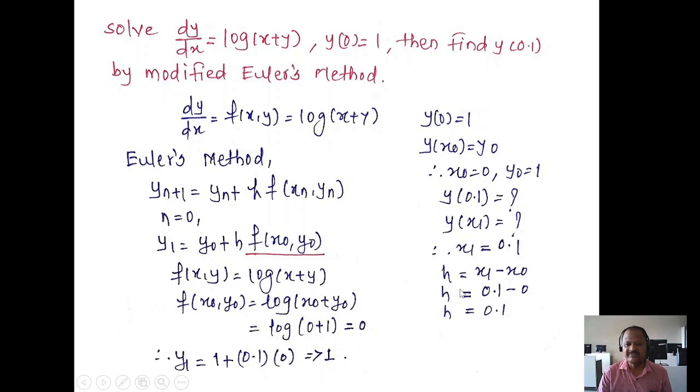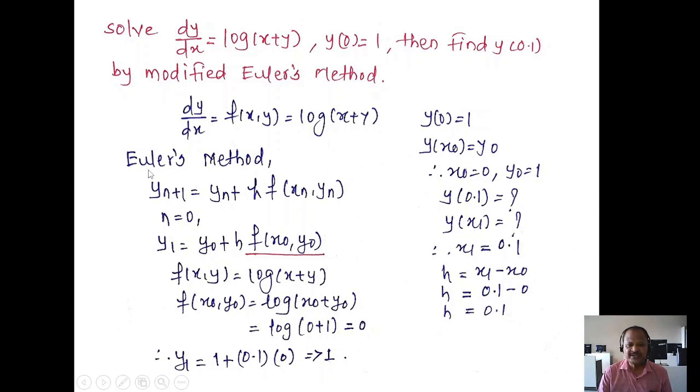From this we can find the interval. h is the interval, the difference x1 minus x0. x1 is 0.1 and x0 is 0. So, 0.1 minus 0, so h is equal to 0.1.